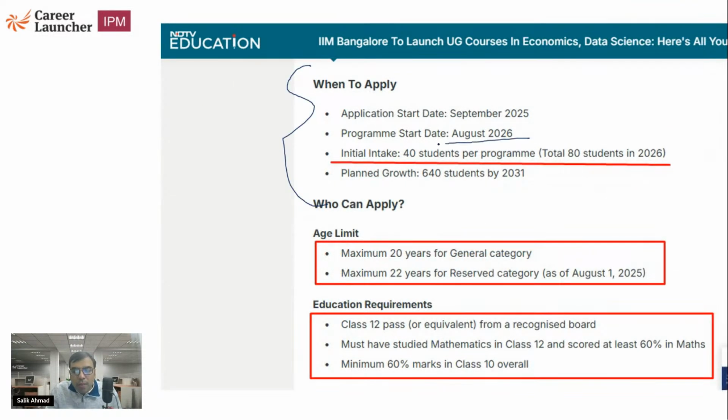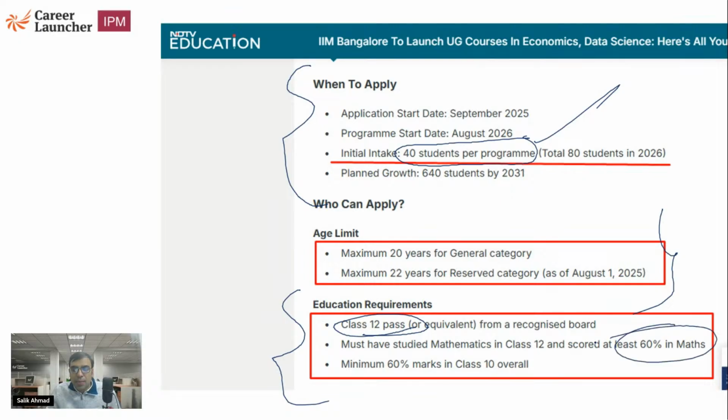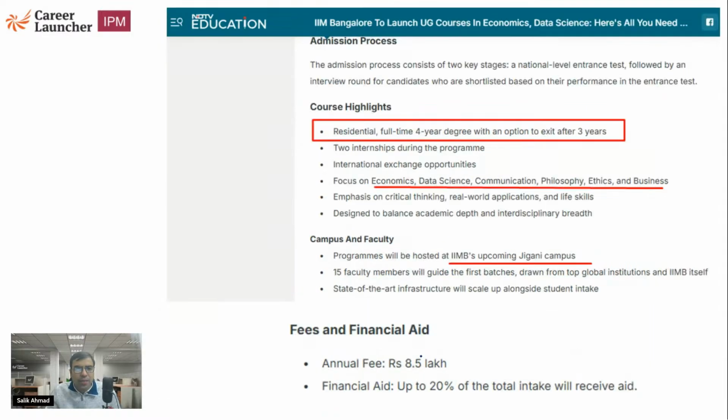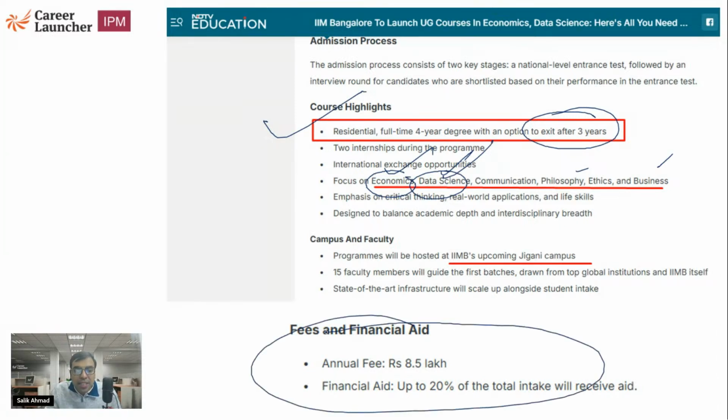So per program there are 40 students, and these are the age limit and educational requirement. You should have passed class 12th with at least 60% marks in maths. I mean, these are the basic conditions that you should be knowing about. I'm sure you must be aware of it. ठीक है, फिर 4-year प्रोग्राम होता है. So after 3 years you can exit also. इसमें देखो क्या क्या, इकोनॉमिक्स, डेटा साइंस, philosophy, ethics, business, ये सभी, but these 2 are the important keywords that you should be knowing. The fees, etc. ये सब mentioned है.